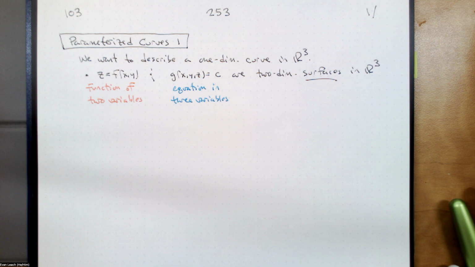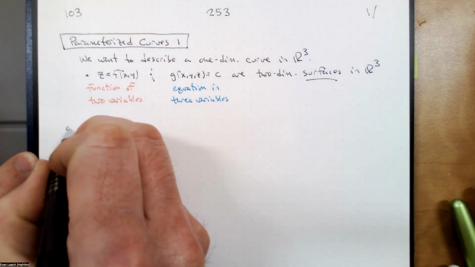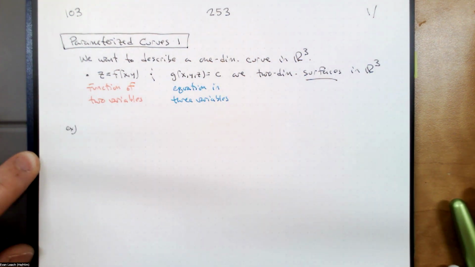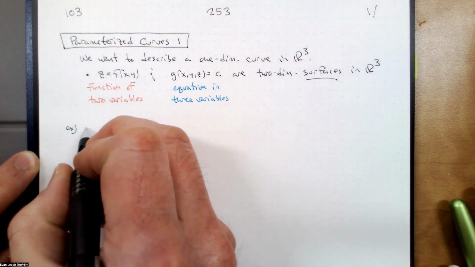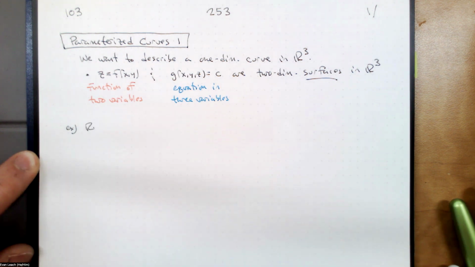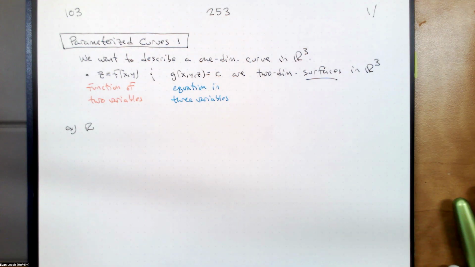Today we want to talk about parameterized curves. We want to describe a one-dimensional curve in R3. That's our goal. So we're going to start by describing one-dimensional curves in R2 by parameterizing something. So we're going to go back and parameterize a curve in R2. It's going to be an example.